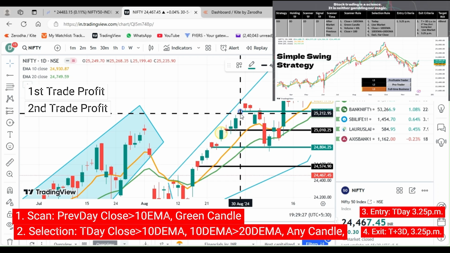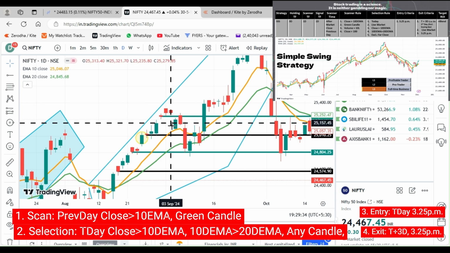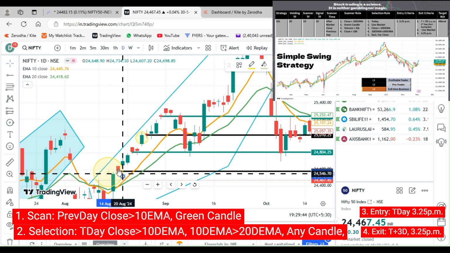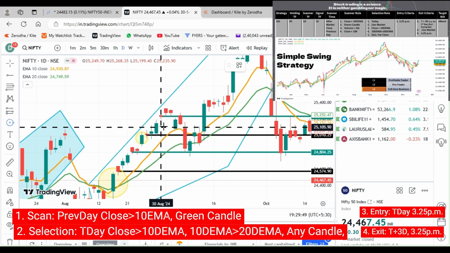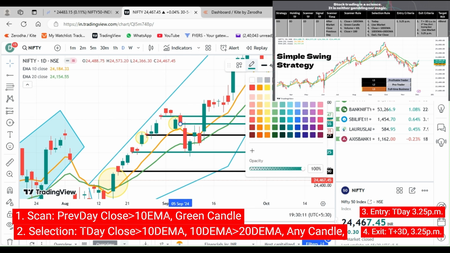Now, so there are two profits. Now coming to the next one, again on 4th of September I can see the candle is green and according to the scanning rule this is above my 10 DEMA line, that is the orange line. So the next day of the scanning rule is the selection rule. On that day at 3:25 p.m., at the closing time, I will see the close is again above the 10 DEMA line and the 10 DEMA line is above the 20 DEMA line. So I will enter at this time.